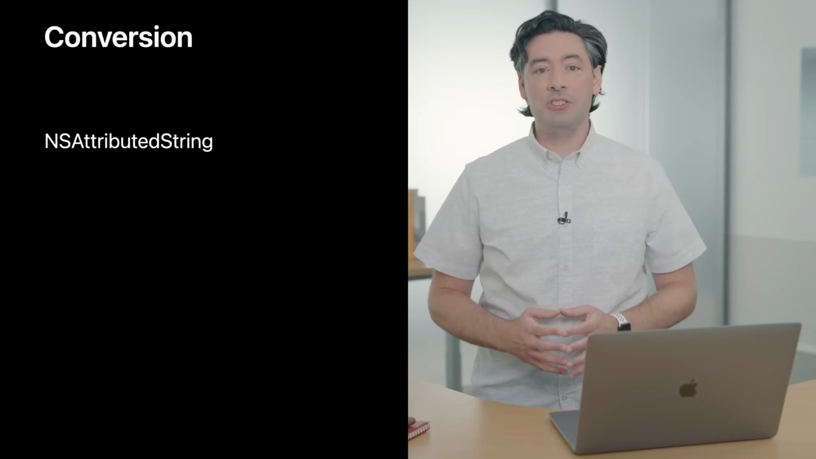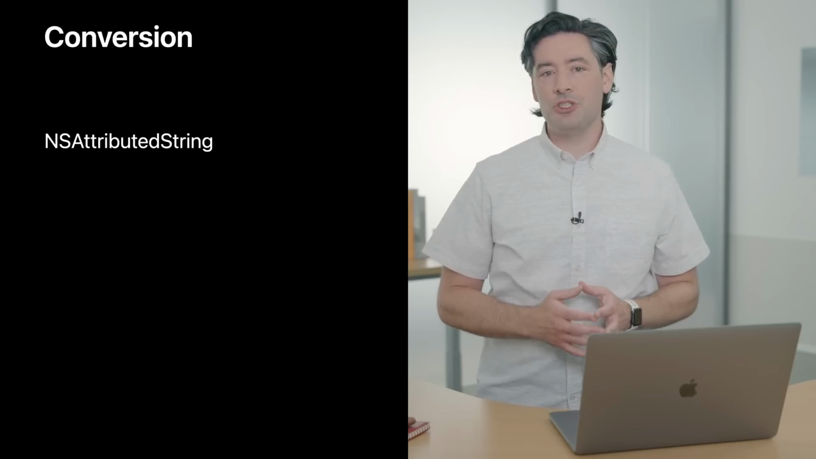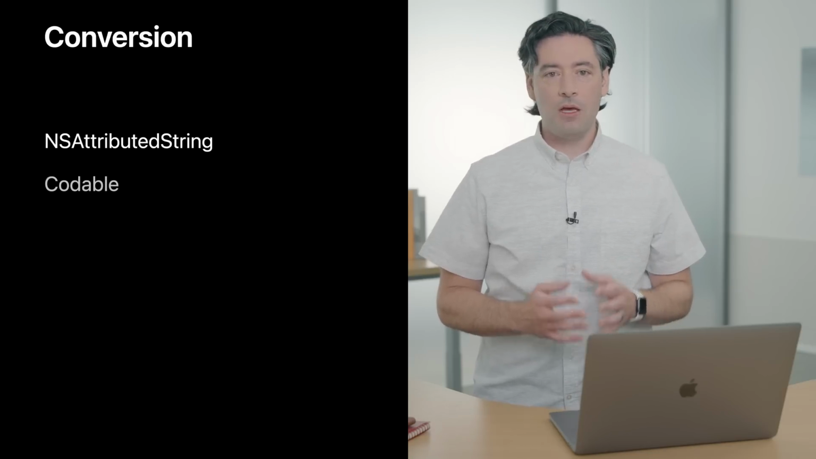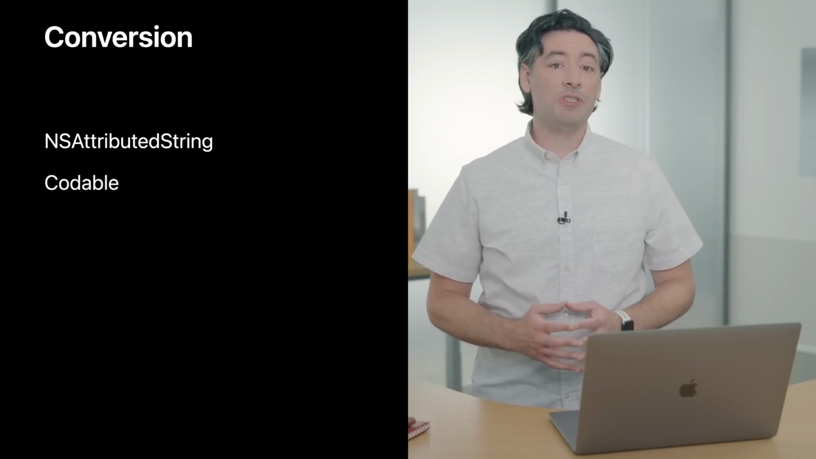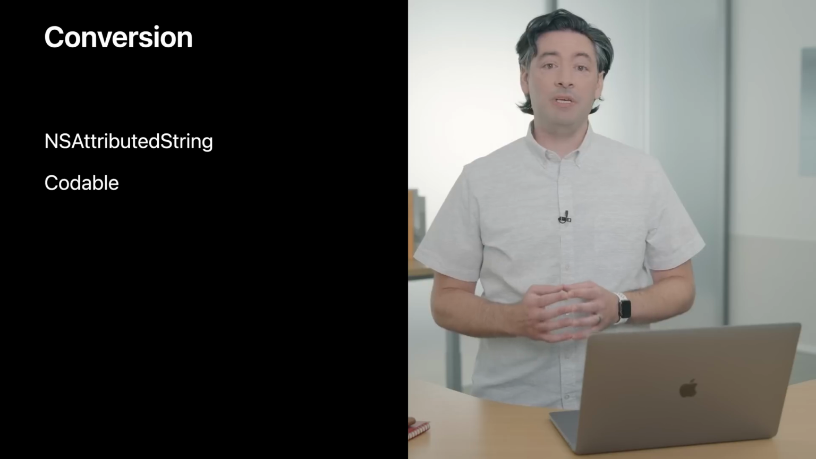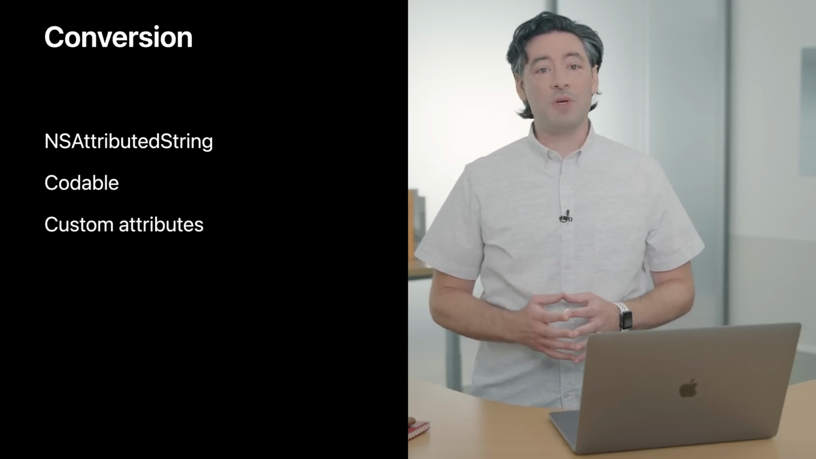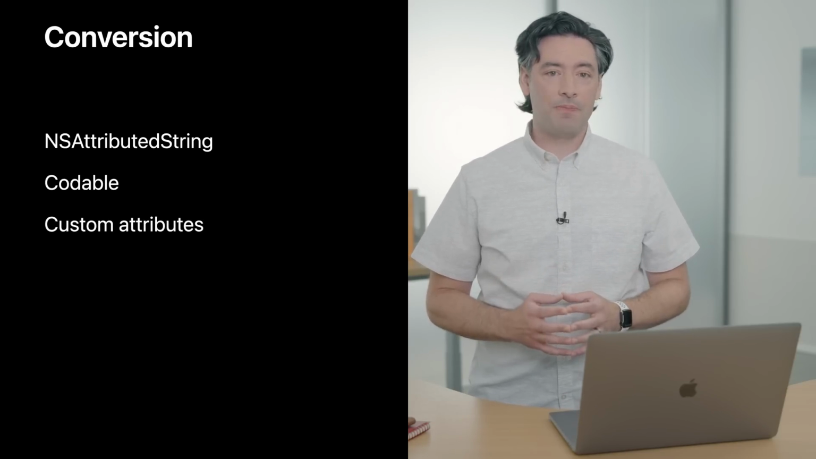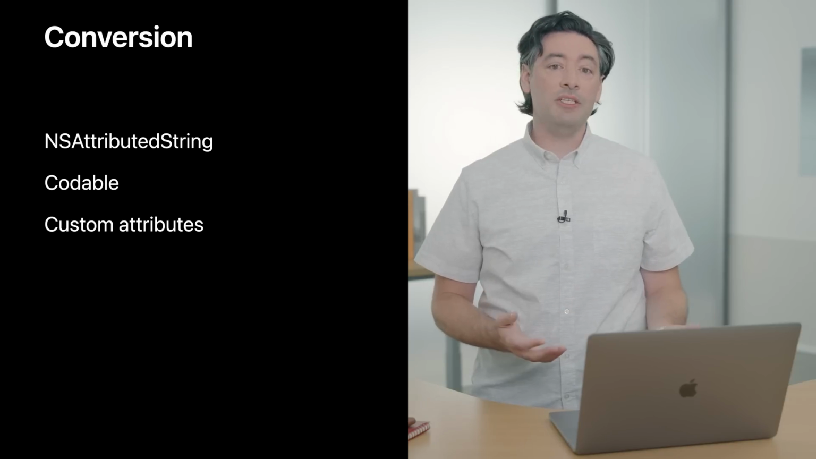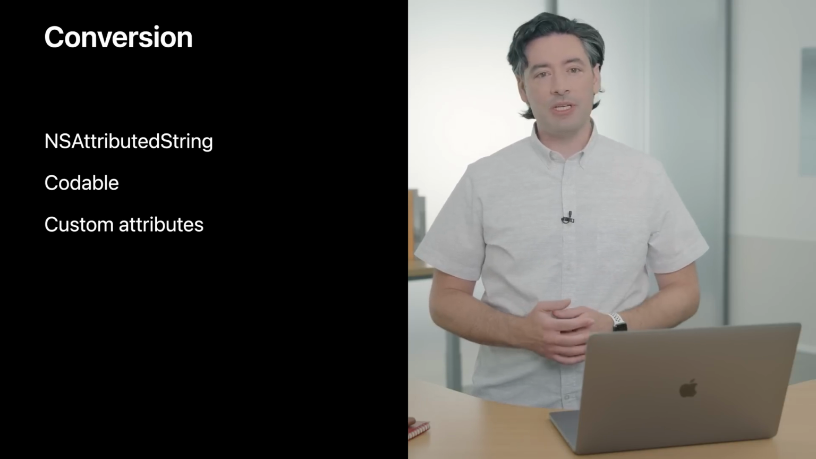Finally, let's talk about archiving attributed strings. First, we need the ability to convert to and from the NSAttributedString reference type. Attributed strings can be part of your data model, which means we need to be able to encode and decode them. Finally, we want a way to specify custom attributes in Markdown. These operations are all related to each other. Let's start by looking at conversion.